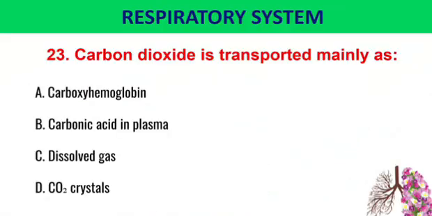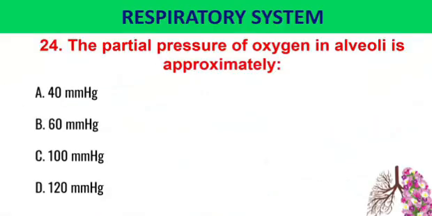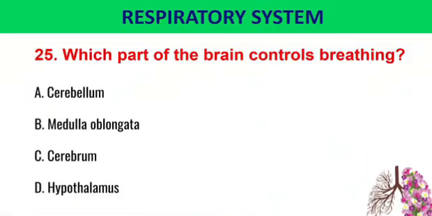Carbon dioxide is transported mainly as carbonic acid in plasma. The partial pressure of oxygen in alveoli is approximately 100 mmHg. Which part of the brain controls breathing? Medulla oblongata.